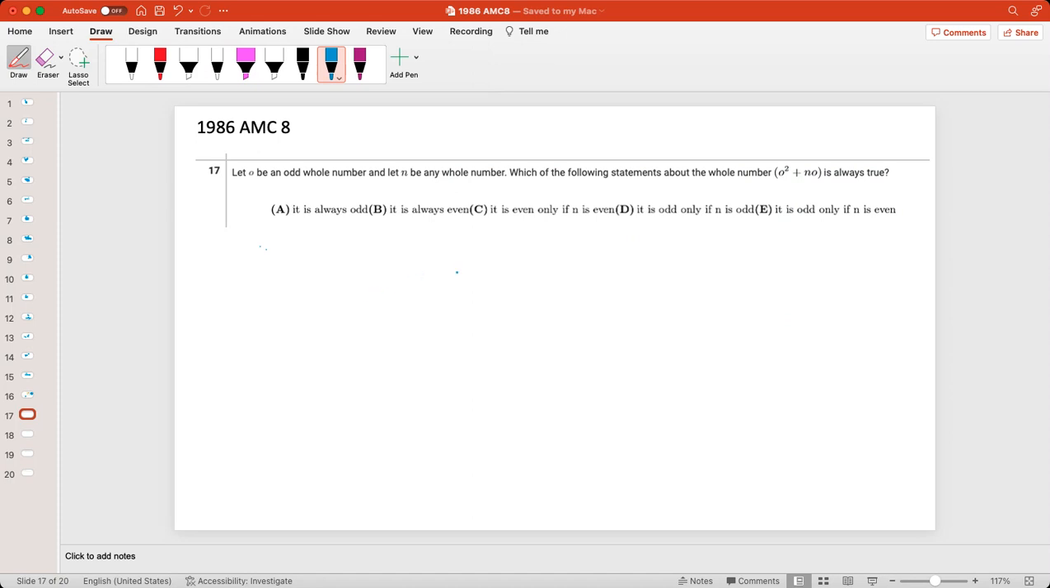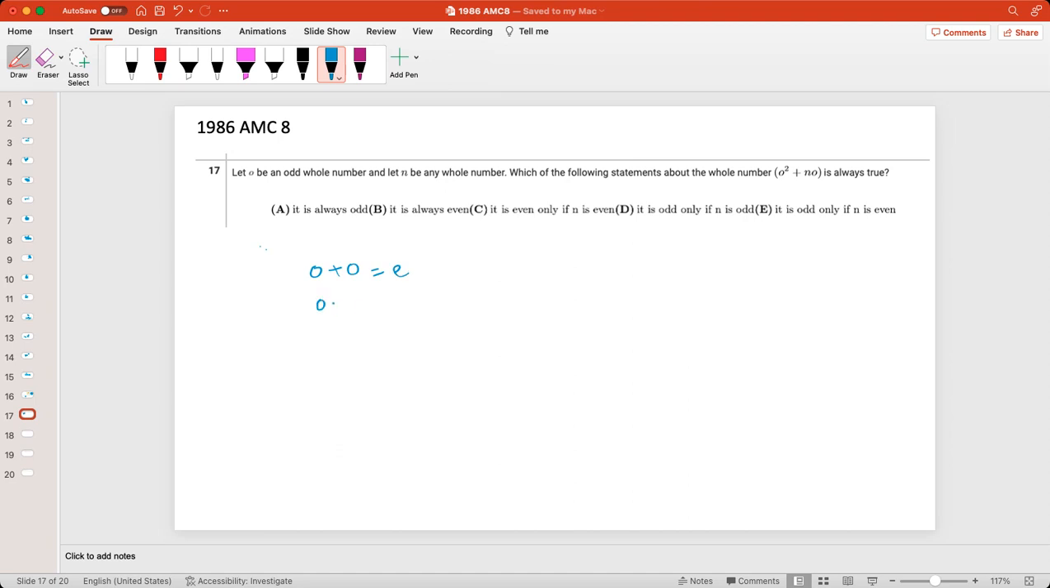Let O be an odd whole number and let N be any whole number. So it can be odd or even. Which of the following statements about the whole number O square plus NO is always true? So for this, we are just going to put something down. I'm going to say O plus O, okay, is going to be even.